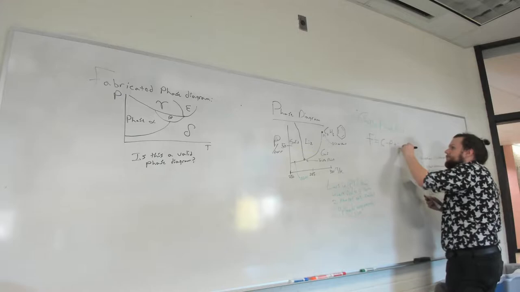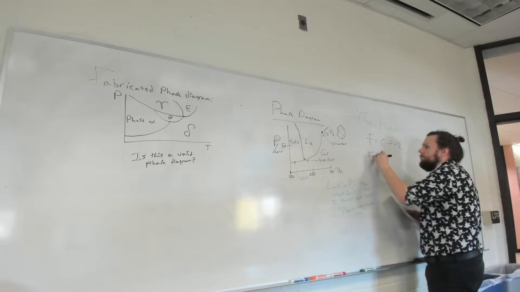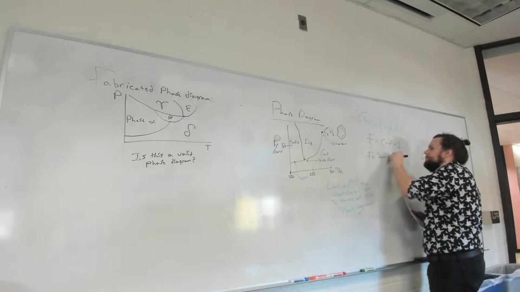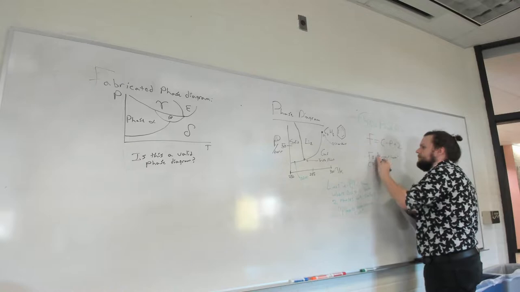So let me write that down, and I'll describe what each of these are. F is the number of degrees of freedom. C is the number of components in your mixture.